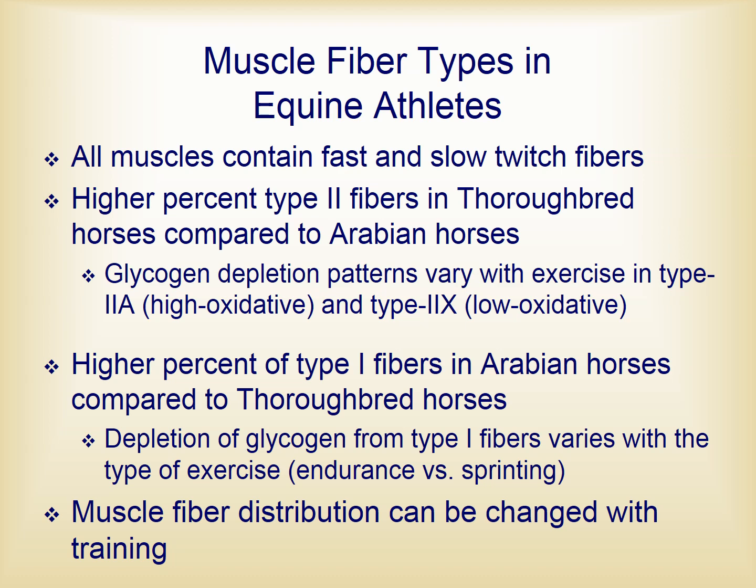Conversely, compared to thoroughbreds, Arabian horses have a higher percentage of type 1 fibers. The depletion of glycogen from type 1 fibers varies with the type of exercise, endurance versus a sprinting exercise. So with endurance, you would expect the glycogen to be depleted a little bit more slowly, because in endurance exercise those animals are going to be relying more on fatty acid metabolism than purely glucose that's derived from glycogen. And finally, the muscle fiber distribution can actually be changed with training.